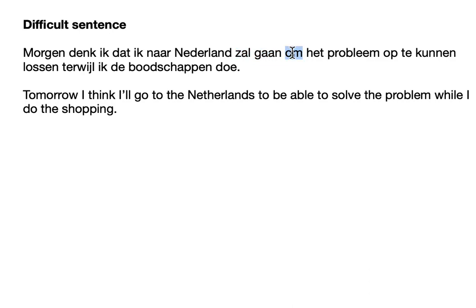Another subclause, but a special one, because om te has the infinitives behind te, so kunnen lossen, and the rest, het probleem op, in between the om and the te, and op, this is not an infinitive, it's a separable verb, so we put it in between om and te too. And then we have terwijl, that's another subclause, and there the verb is also at the end.